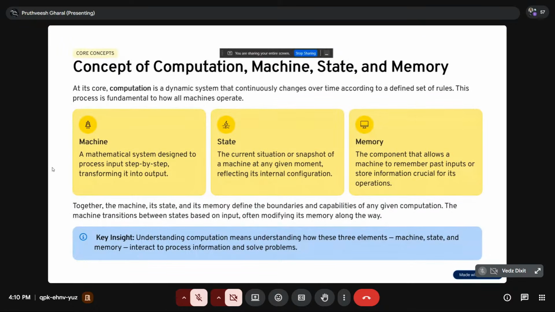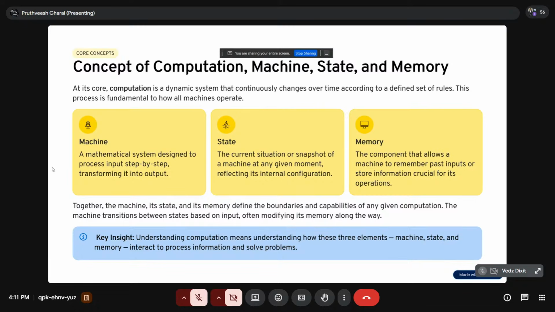First is, what is a machine here? Basically, fundamentally, a machine is something that processes an input step by step and transforms it into an output. So our CPU is the best example of a machine. It takes an input in the form of assembly code, processes it step by step, and transforms it into an output. Okay, that is how a machine operates on the most fundamental scale. And the machines we are going to study today are based on this behavior only.